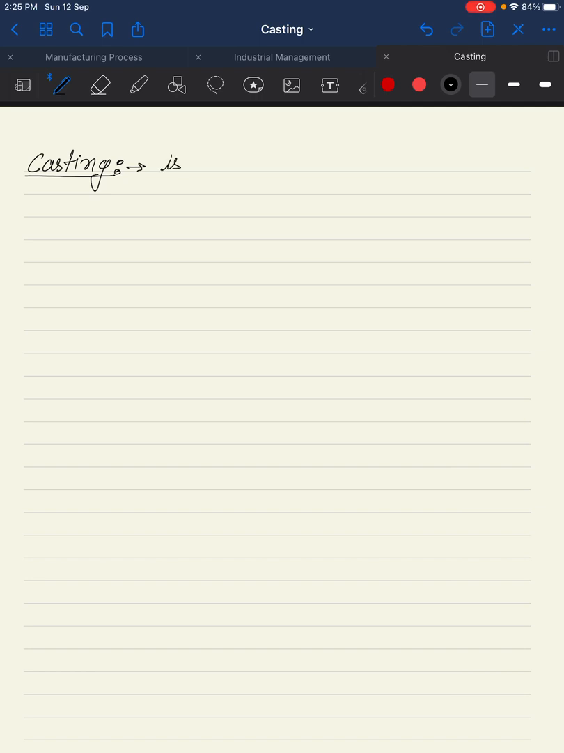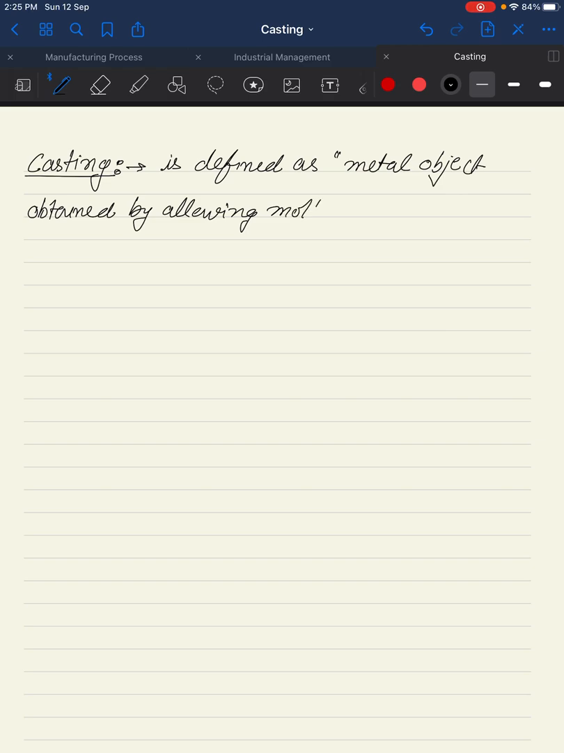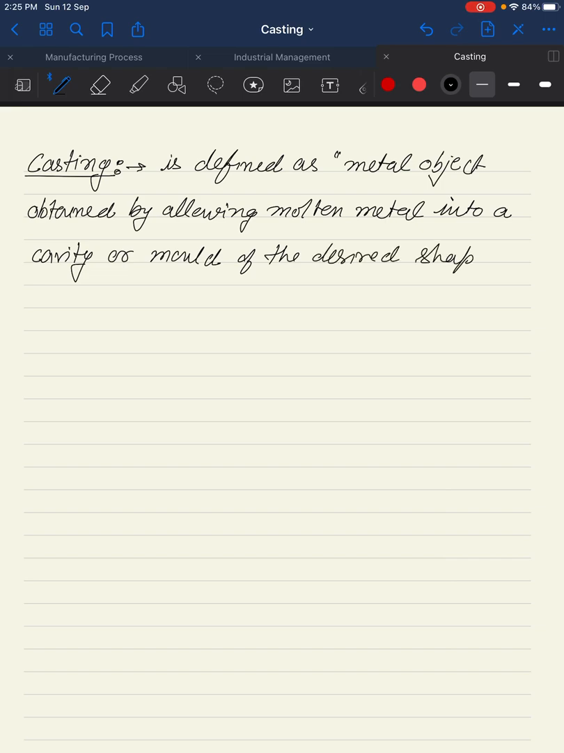Casting is defined as a metal object obtained by pouring molten metal into a cavity or mold of the desired shape or size, then allowed to cool and solidify.